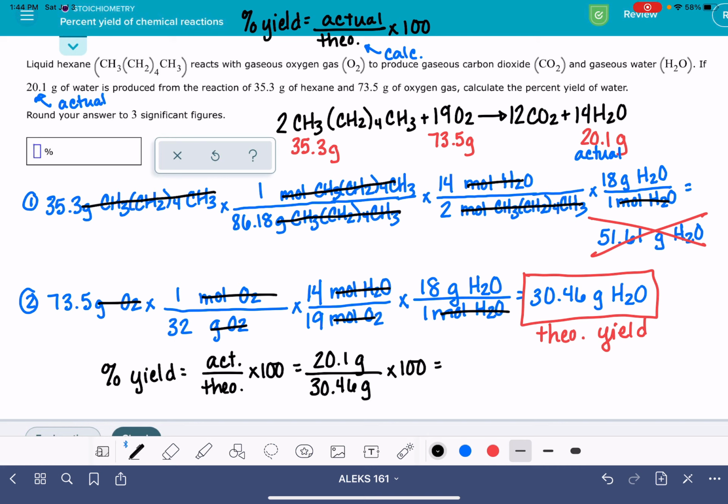20.1 divided by 30.46 multiply by 100 gives me 65.988, and I want this to 3 sig figs, which looks like it's going to be 66.0%.